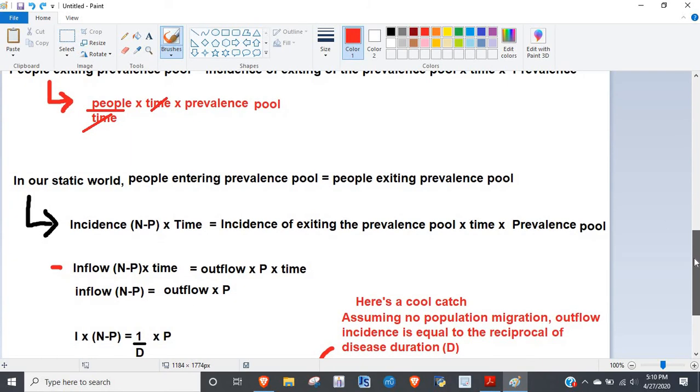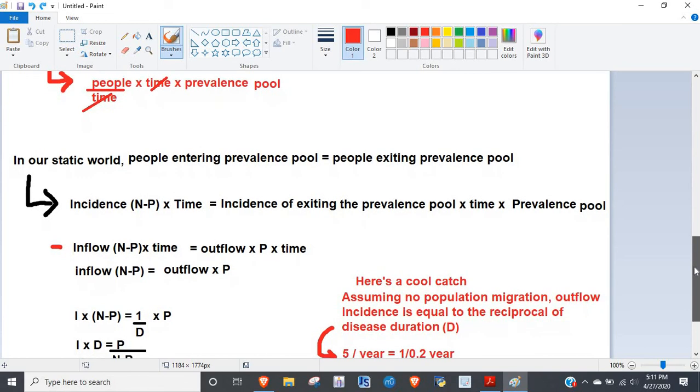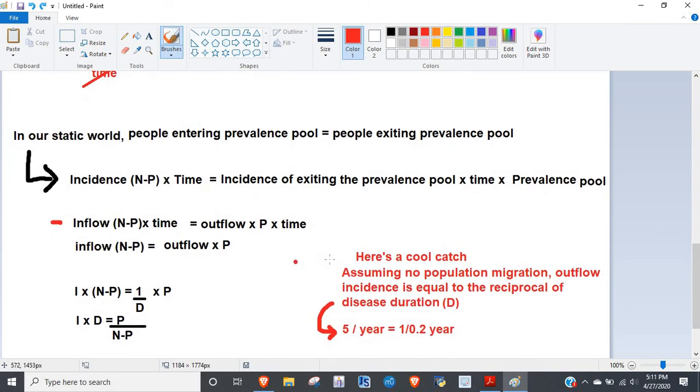And so here's the cool little thing you have to keep in mind. This is where everything starts getting tied together. We have no population migration in this population, remember. So the outflow incidence is equal to the reciprocal of the disease duration. Think of it like this a little bit. If you have 5 cases per year, that's the same thing as 1 case every 0.2 years. Similarly, if you had 10 cases per year, that'd be the same thing as 1 case every 0.1 years. Pretty straightforward.